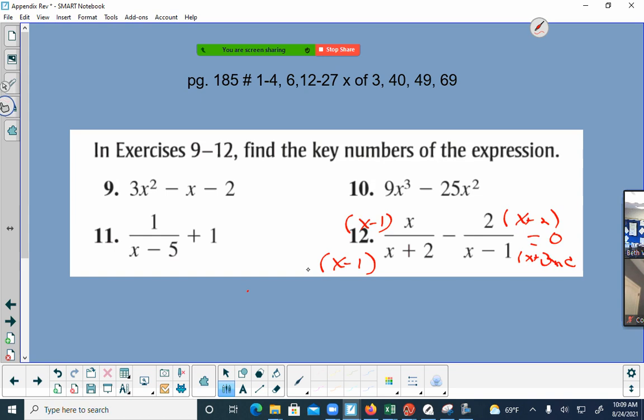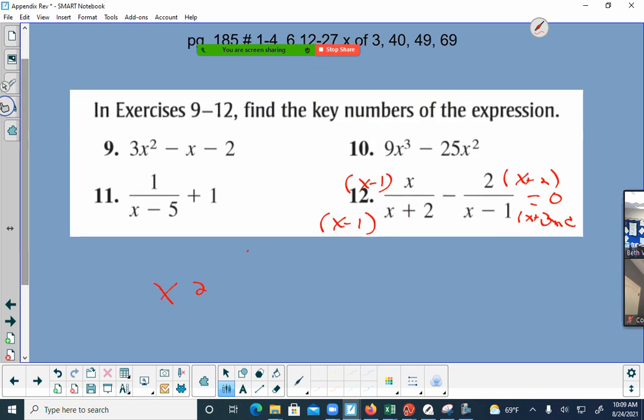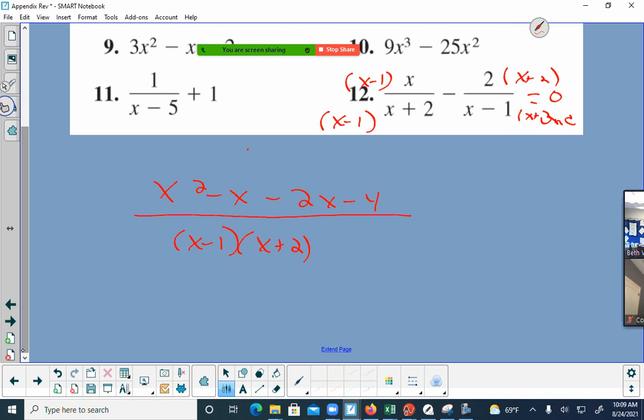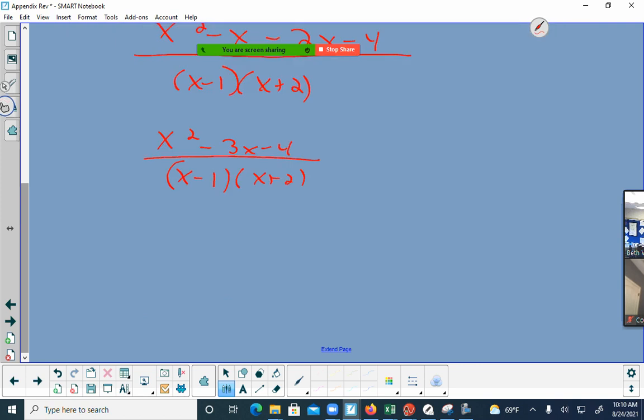Everyone good? When I do that, I'm going to have x squared minus x, distributing that negative sign, minus 2x minus 4, all over x minus 1, x plus 2. I'm not going to bother foiling the denominator because all I'm going to have to do is refactor, so why bother? When I combine my like terms in the numerator, I get x squared minus 3x minus 4 all over x minus 1, x plus 2. So this factors as x minus 4, x plus 1, I believe. And then this is x minus 1, x plus 2.